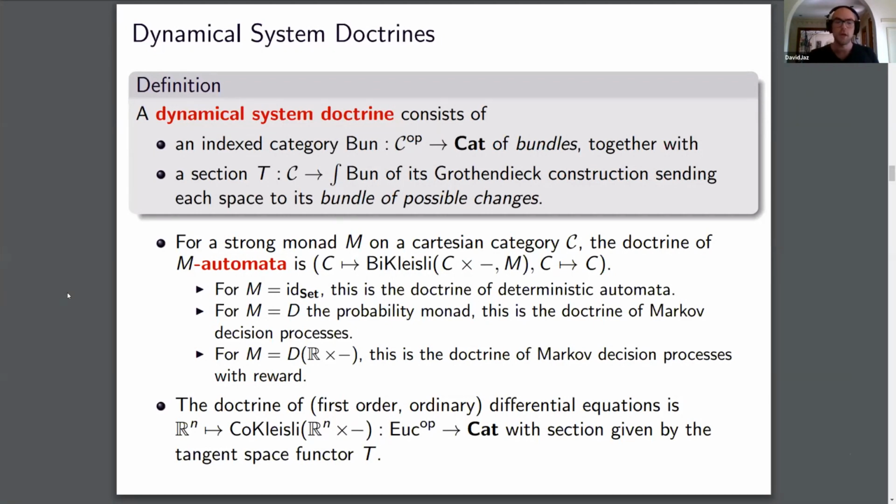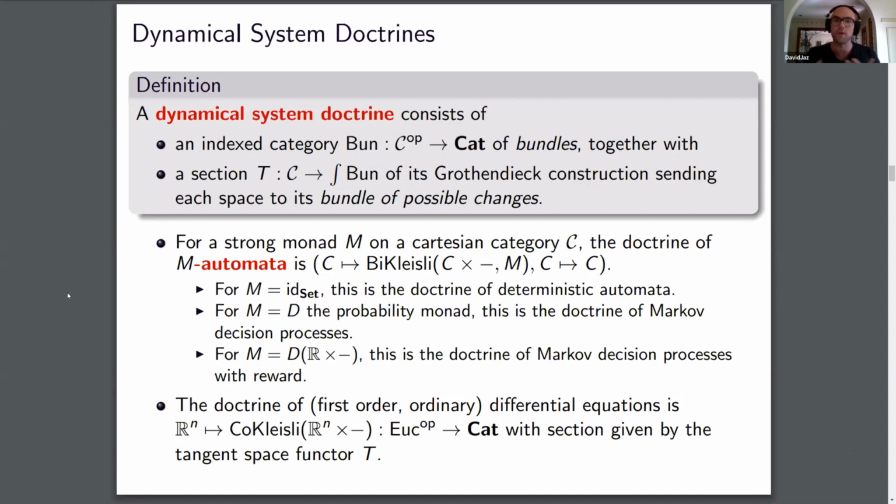But it's often quite trivial. A good example of this is if we have any strong monad on a Cartesian category, then we get this kind of weird index category, which is the bi-Kleisli category. And the case I want you to think about the most here is if the strong monad is the identity on the category of sets. Then this is just the co-Kleisli category for a given set. So this is a map from C times some set out. And the section is going to send every set to itself. And what that says is that if you're in a state, you can transition to any other state. The possible changes you can make are just another state.